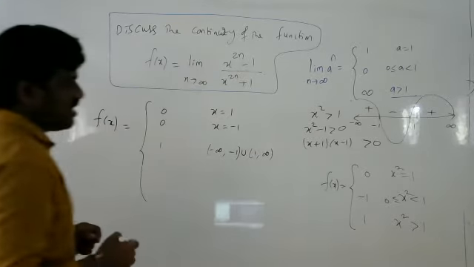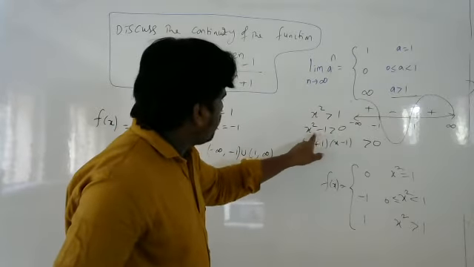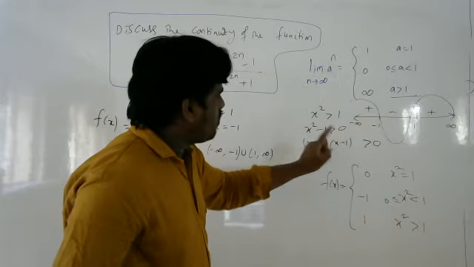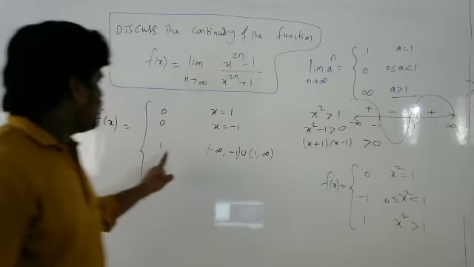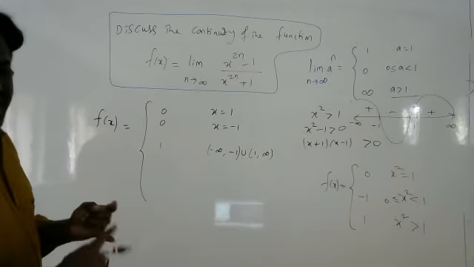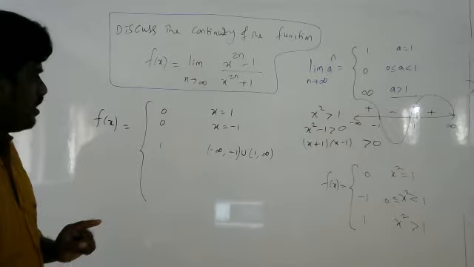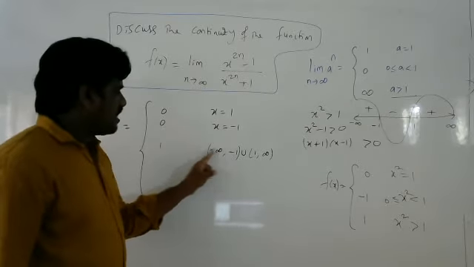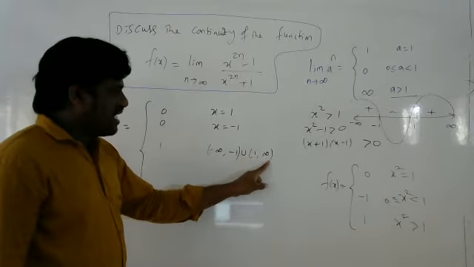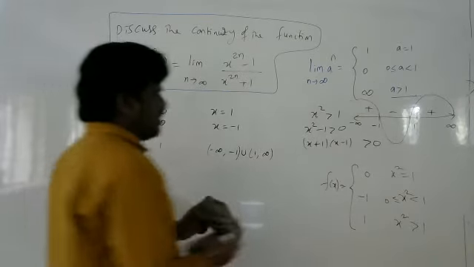So here x square minus 1 greater than 0, I am going to get minus infinity to minus 1 and 1 to infinity. This is the answer, it is 1. Correct. To check the left hand limit and right hand limit, this will be useful. That's what I want to tell. If x is less than minus 1, it is 1. If x is greater than 1, also 1. So that is the answer for this.